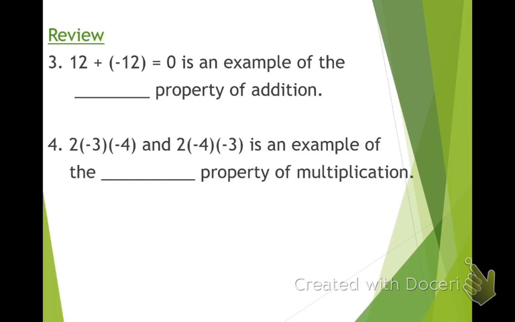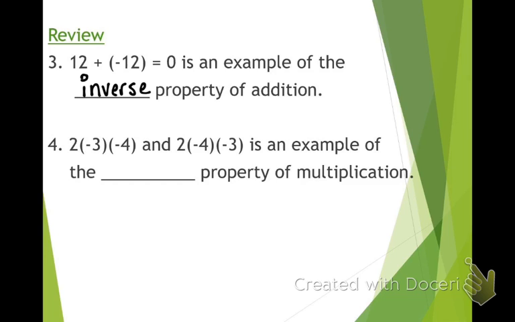All right, looking at this next one. 12 plus negative 12. Do you guys remember what those are? 12 plus negative 12? 0. It does equal 0, but do you remember what kind of numbers are those? Opposite. They are opposite numbers, okay? So does this make sense? 12 plus negative 12 equals 0 is an example of the opposite property of addition. No, there was a special word I taught you that means opposite. Do you guys remember it? It is inverse. Everybody put that in there. It's the inverse property of addition.